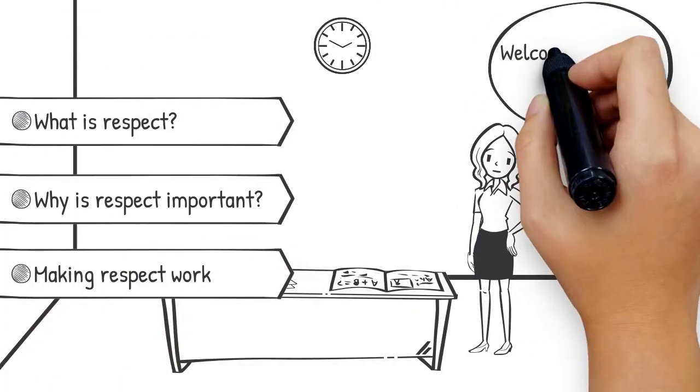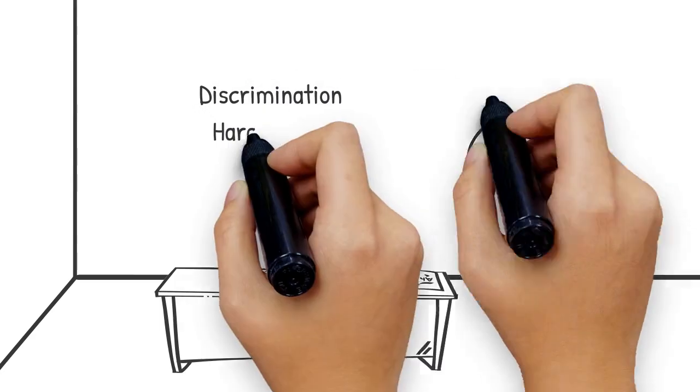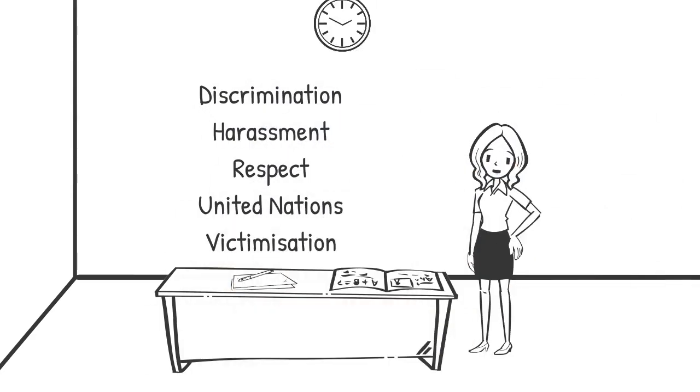Welcome to the 7th tutorial on theme A. We will be looking at what respect is, why it's important to respect other people, and how organizations can make respect work. Discrimination is treating somebody less favorably because of their color, ethnic origins, age, gender or disability.